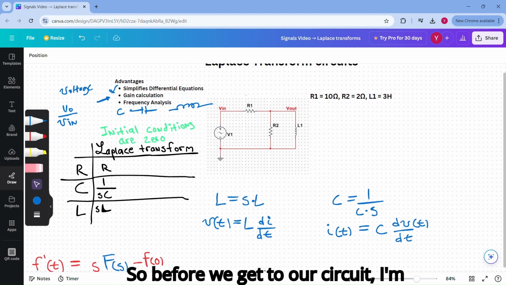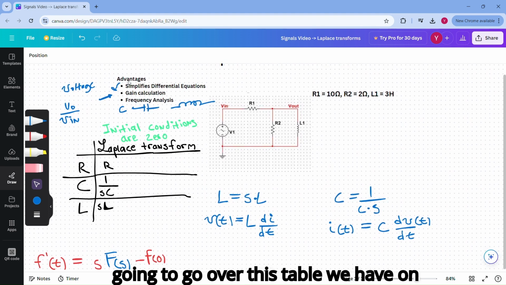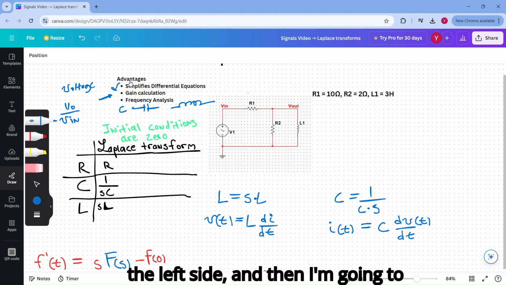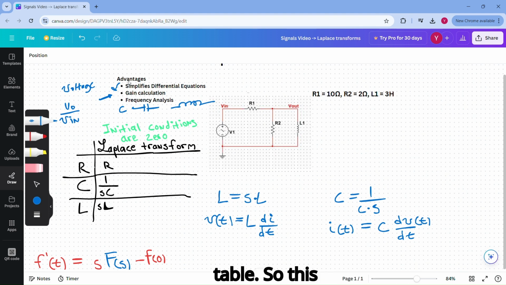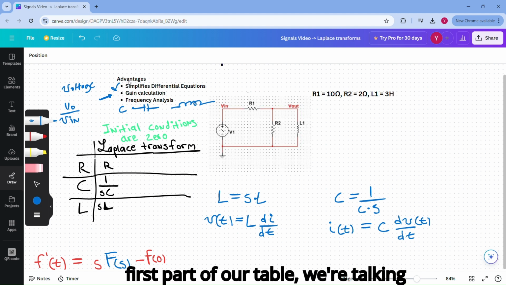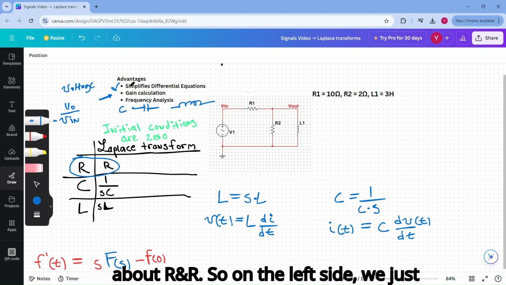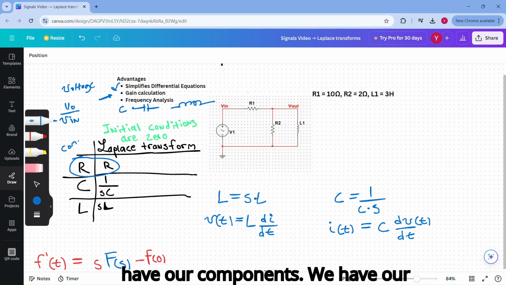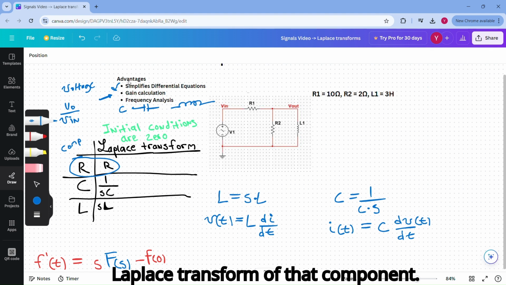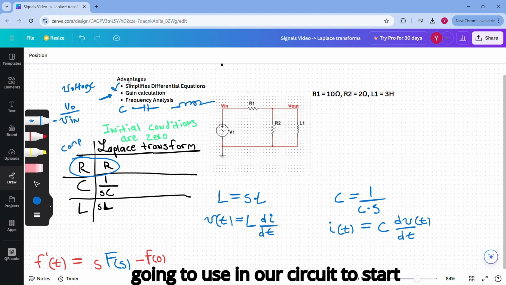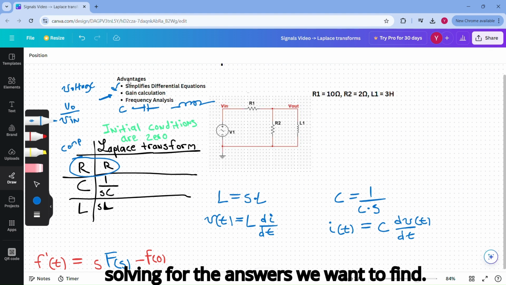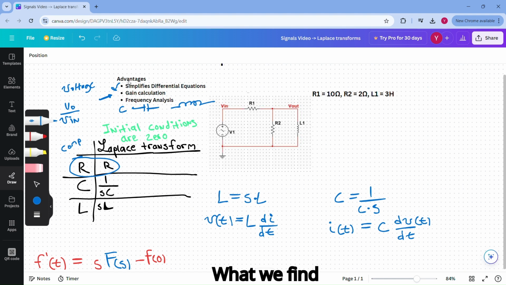So before we get to our circuit, I'm going to go over this table we have on the left side, and then I'm going to explain how we get to that part of the table. So in this first part of our table, on the left side, we just have our components. We have our resistor, our capacitor, and our inductor. And then we're taking the Laplace transform of that component, and that Laplace transform is what we're going to use in our circuit to start solving for the answers we want to find.